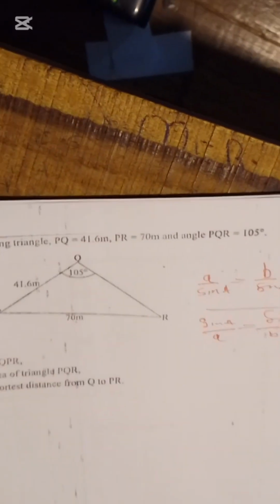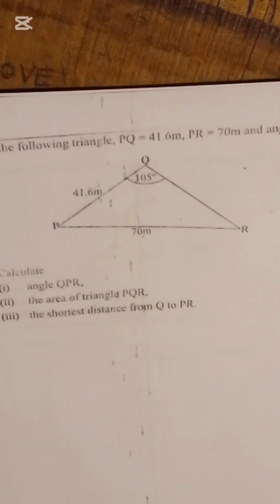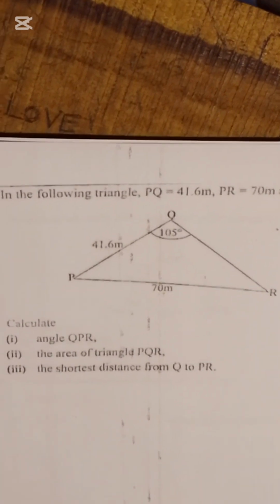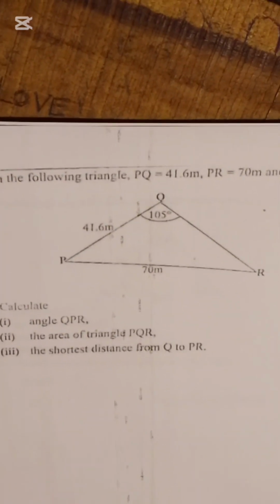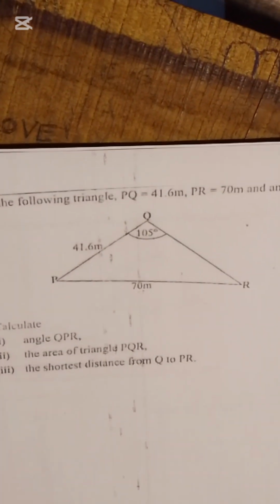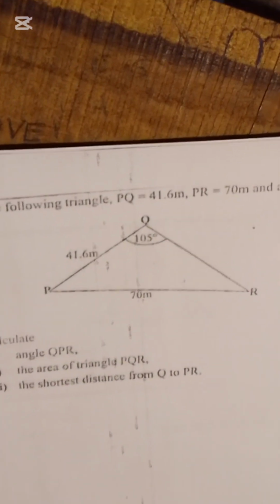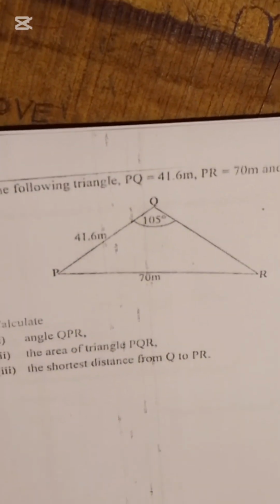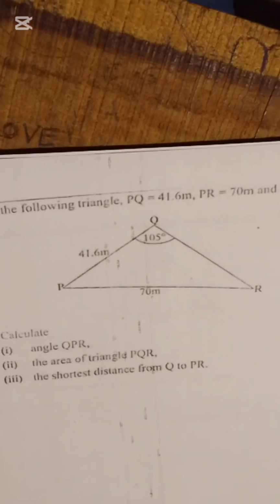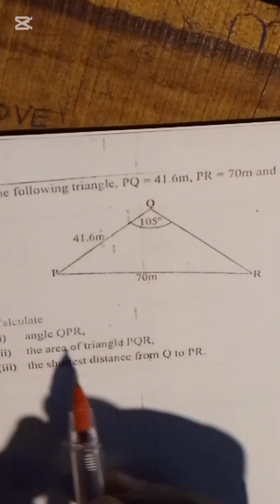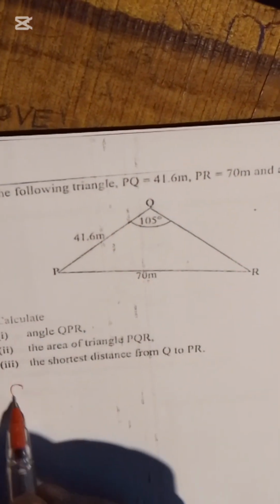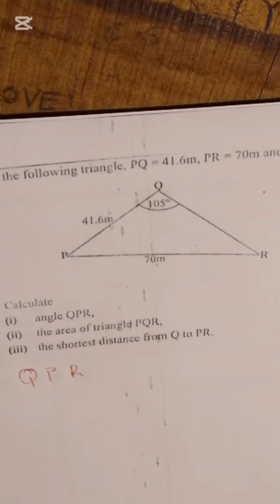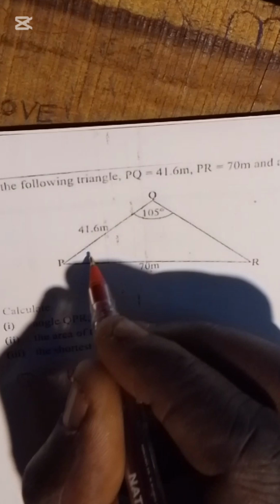Now, in respect to sine rule, when you are given two sides and an angle, they want you to find another angle. In the case of sine rule, the angle doesn't need to be enclosed. What matters is that you're given two sides and an angle, then they want you to find the third one. So in this case, they want us to find the angle QPR, so the angle they want us to find is on P.